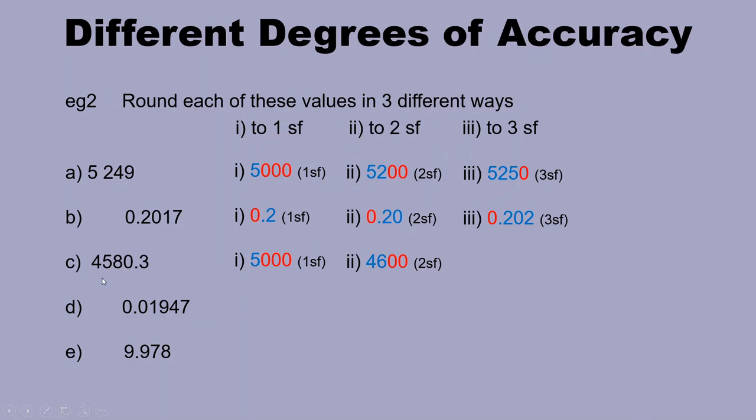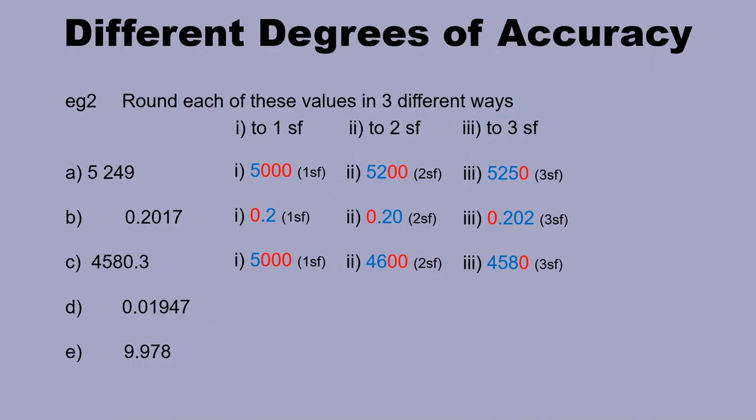For 3 significant figures, we've got 4, 5, 8, and there's a 0 after the 8. So that's definitely not going to round up. That's 4, 5, 8, and I need a trailing 0 again to keep that 4 in the thousands position, the 5 in the hundreds position, and the 8 in the tens position.